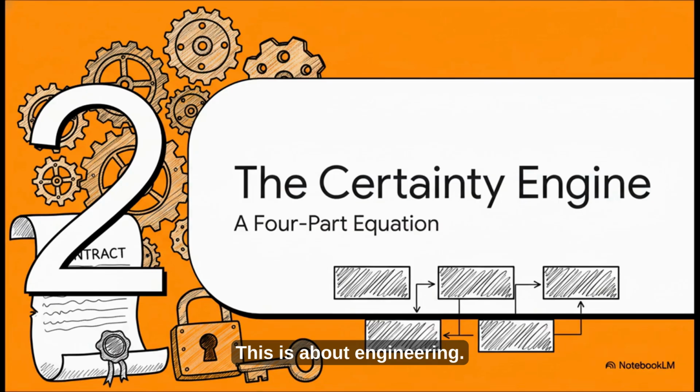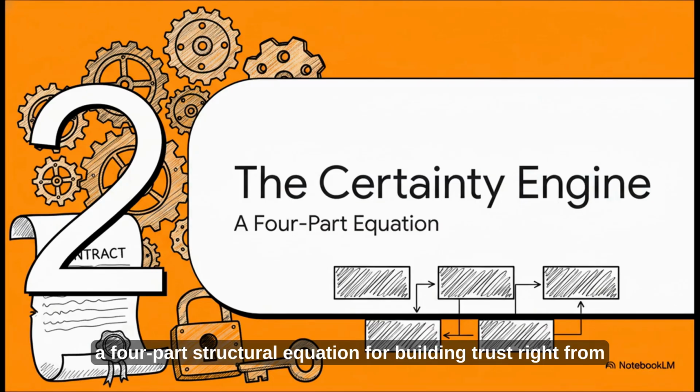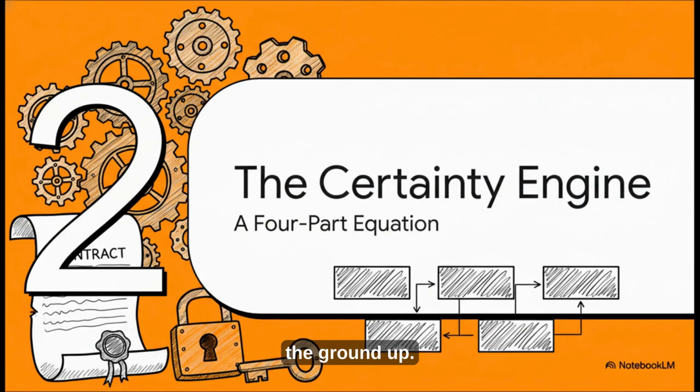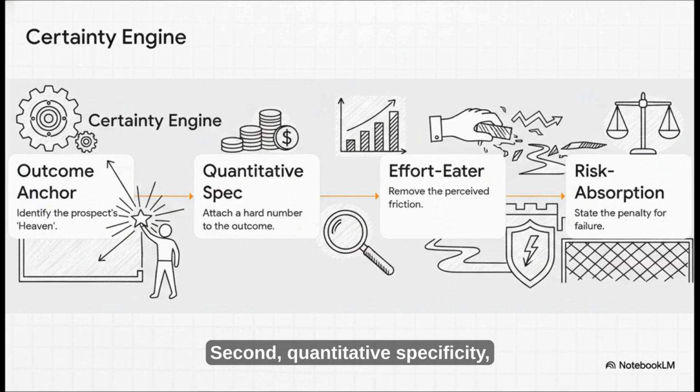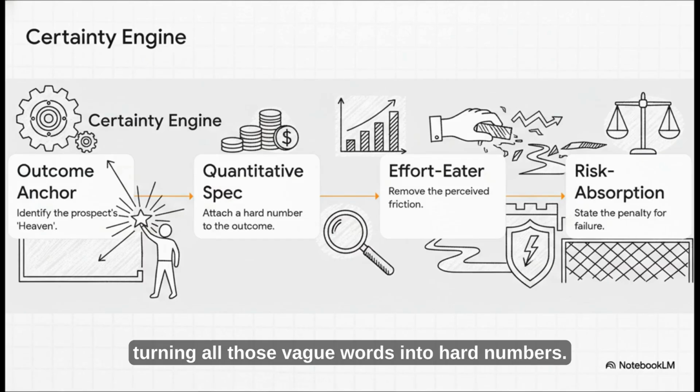This is about engineering. Let's deconstruct the core mechanism, a 4-part structural equation for building trust right from the ground up. These are the 4 pillars of what we call the Semantic Certainty Engine. First, you've got the outcome anchor. That's the real transformation your customer is buying. Second, quantitative specificity, turning all those vague words into hard numbers.